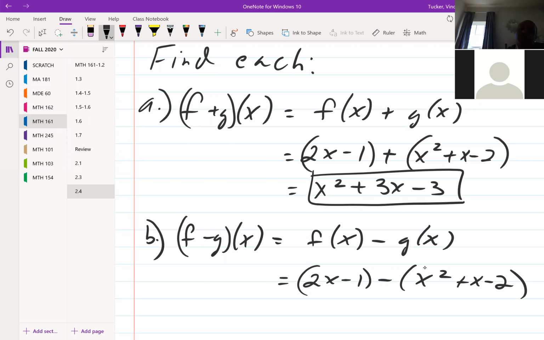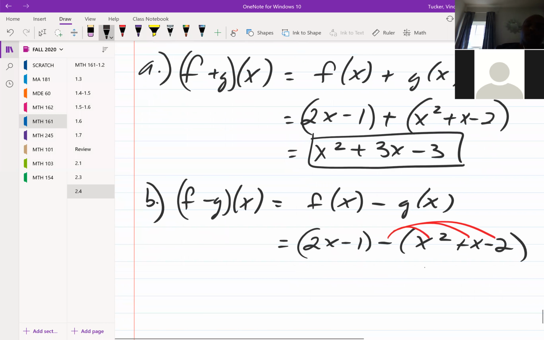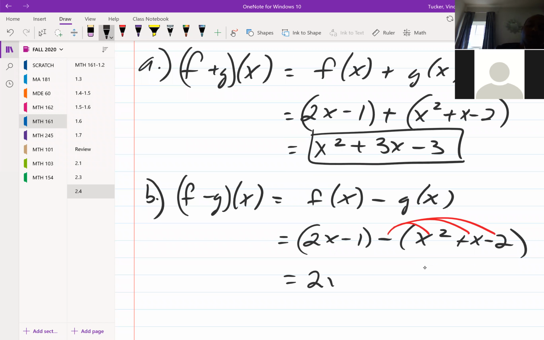So if we're doing f minus g of x, same thing except with a subtraction sign. Don't forget, if you have that minus sign in between your quantities, that minus sign has to be distributed to each term that follows. So if you wanted to rewrite it, you could. That would be negative x squared minus x plus 2. Now we combine our like terms. Negative x squared plus x plus 1.